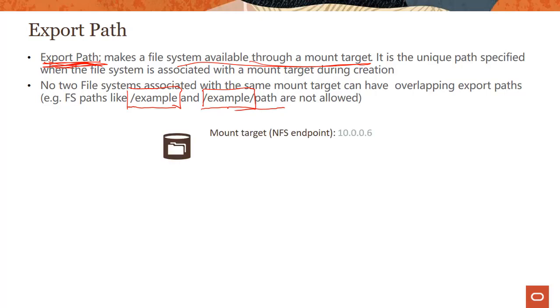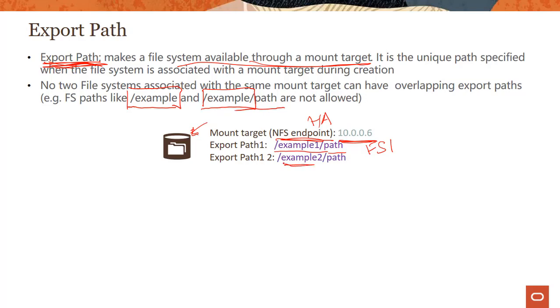So that's much simpler. You create a mount target. We saw that a couple of slides back, and it's nothing but a highly available NFS endpoint. You get a private IP like this, right? And there are two more IP addresses which are not shown. Export path one can be something like /example1/path1, and this can be your file system one. And export path two can be /example2/path2, and here you can have your second file system. So this is how you would create them. Right now I'm showing two. You could create up to 100 file systems per mount target.